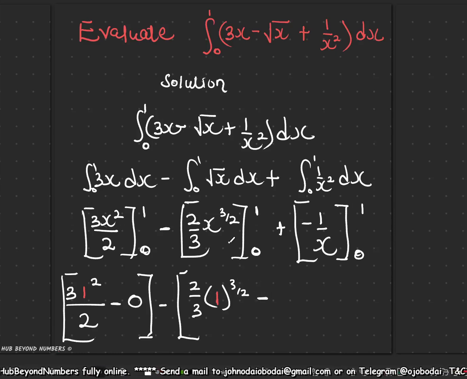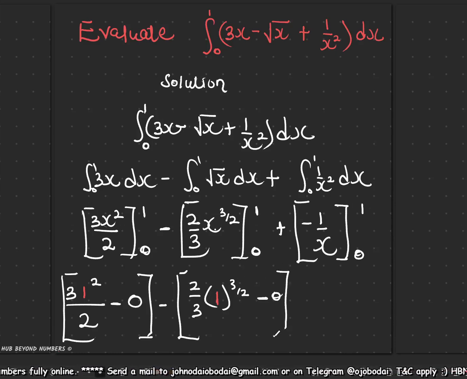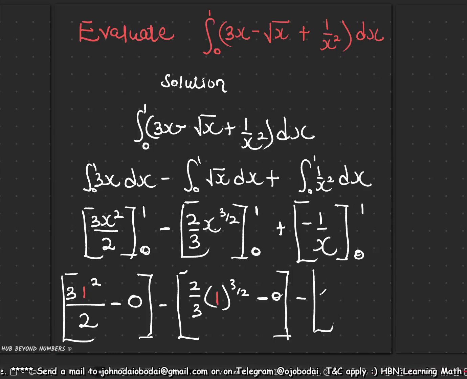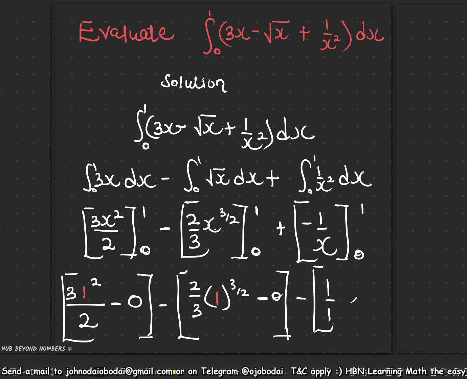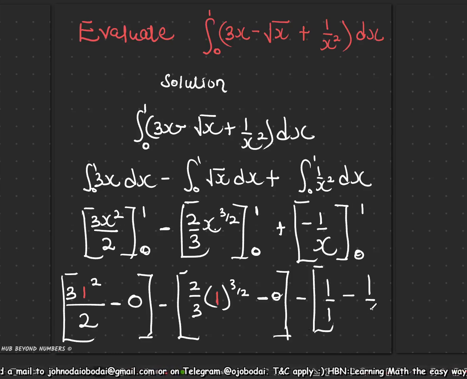Once again, if we put 0 there, we'll get 0. 0 raised to the power anything is still 0. So minus 0. Then this very last one, plus, so let's bring this minus out so that it becomes minus, you have 1 over 1 minus 1 over 0.